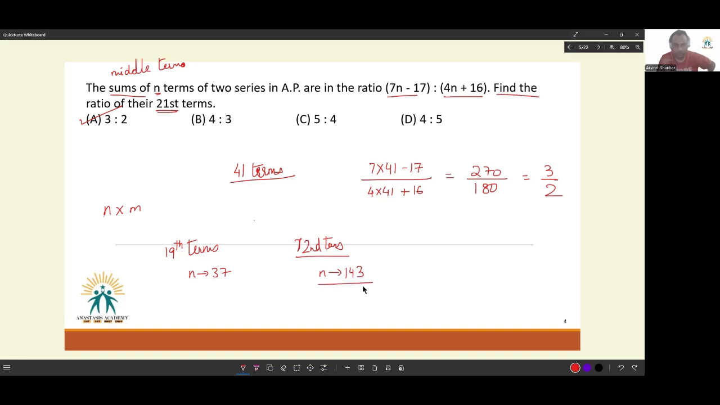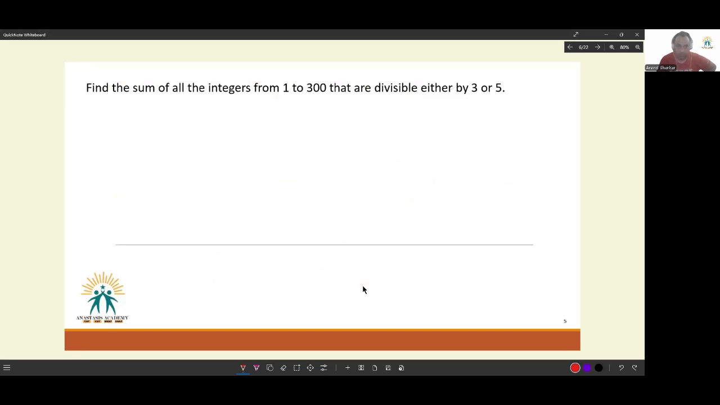This is how this working happens. Very standard question type. Everyone should be aware of this. Okay. Next question. Find the sum of all integers from 1 to 300 that are divisible either by 3 or 5. Okay. Now see here.